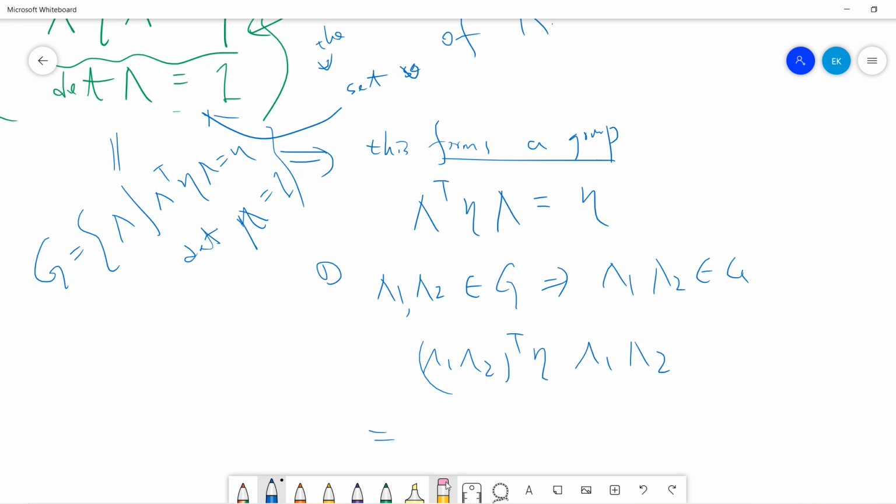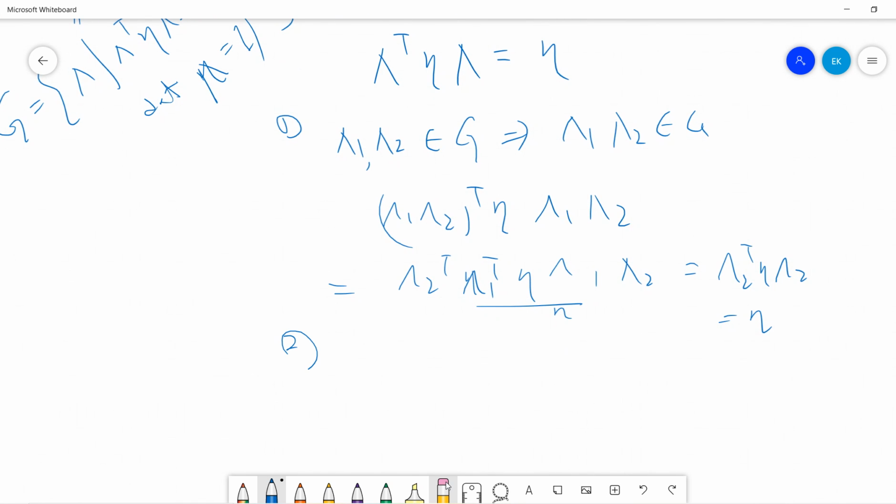So this is the idea, right? If you compute, you get this is also eta, right? So good. Nice. Okay, and this is the closure, right? And the identity matrix definitely belongs to G. Okay, and you can compute the inverse, right? The inverse is easy to prove.